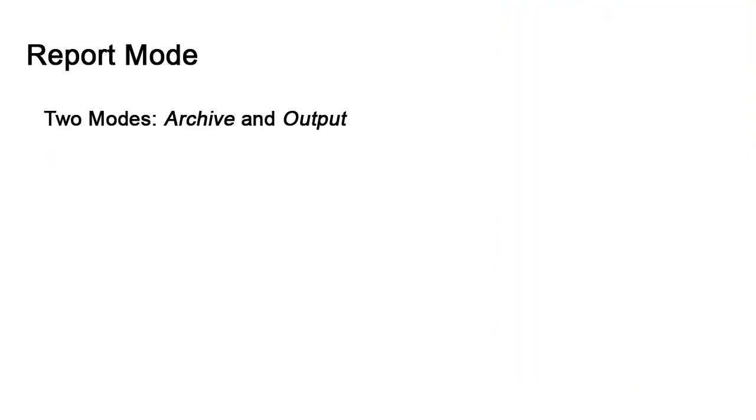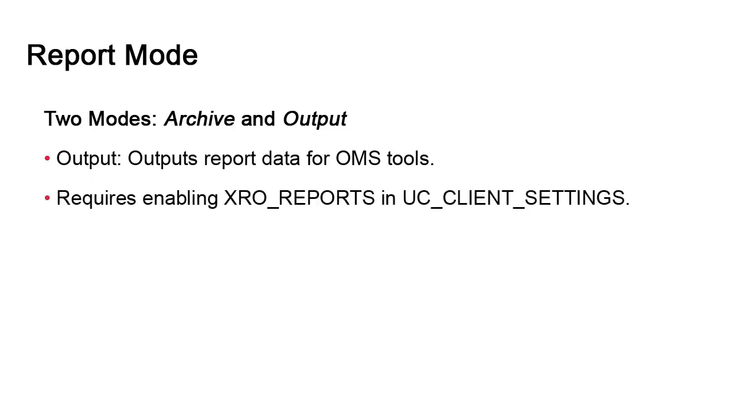We've discussed the archive mode of the utility in other videos. In this video, we address the output mode specifically. This mode allows us to output report-based data. The data is properly formatted so that it can be integrated with output management systems. This involves enabling the reports database. We do so with the XRO reports key in UC client settings.